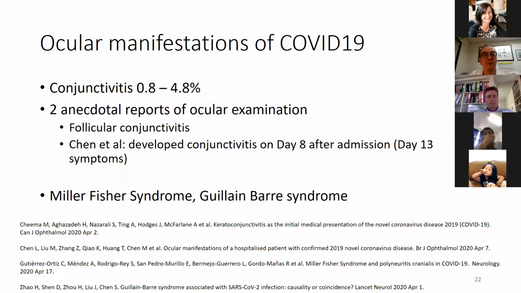In another case report from Shenzhen in China, this patient developed conjunctivitis not as a presenting symptom, but on day 8 after admission, raising the possibility that conjunctivitis can develop as a secondary infection rather than as a primary presentation. There are other reports suggesting that COVID-19 may actually cause Miller-Fisher syndrome or Guillain-Barré syndrome. The possibility is either a neuropathic effect or maybe an aberrant immune response. So our understanding of the ocular involvement of COVID-19 is still very superficial.